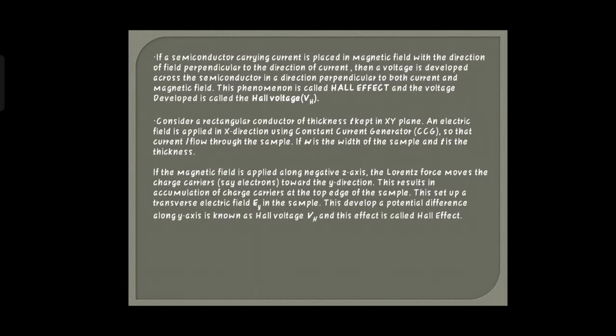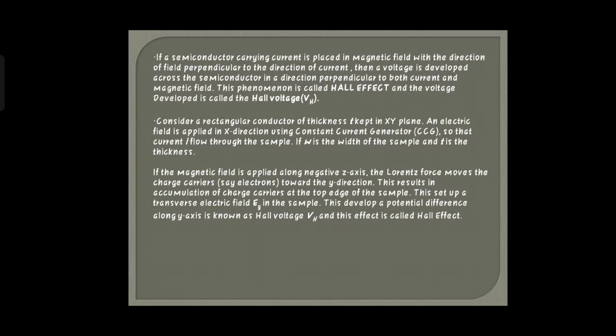Suppose a semiconductor carrying current is placed in a magnetic field with the direction of the field perpendicular to the direction of the current. Then a voltage is developed across the semiconductor in a direction perpendicular to both current and magnetic field. This phenomenon is known as the Hall effect, and the voltage developed across this is known as the Hall voltage, which is represented by Vh.